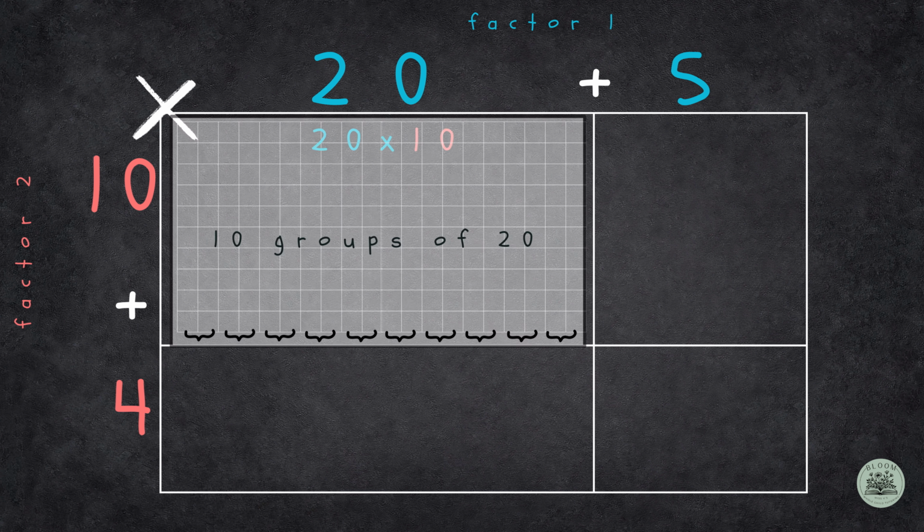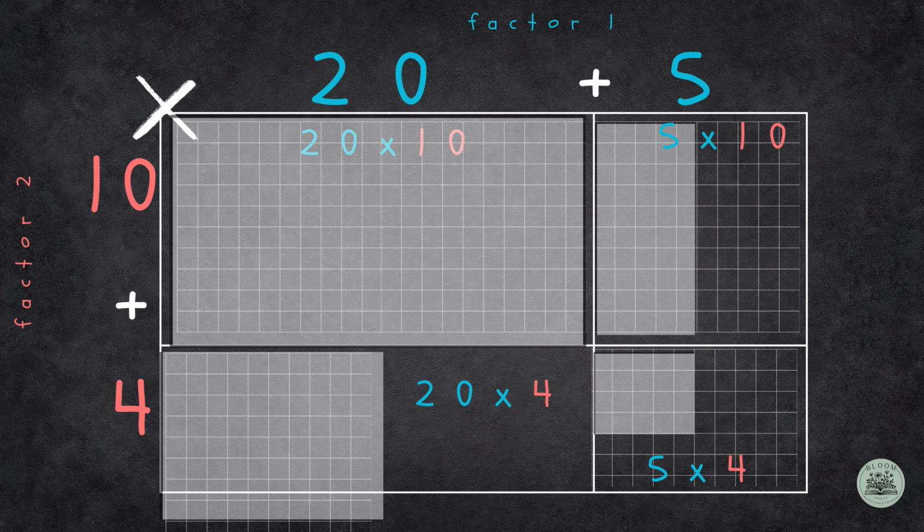In the bottom box, I go up to 20 over to 4. 20 times 4 is 80, so that's what I shaded in. And lastly, up to 5 over to 4. 5 times 4 is 20, so I shaded in 20 boxes. Again, maybe you didn't use these boxes and you just multiplied. That's also okay.